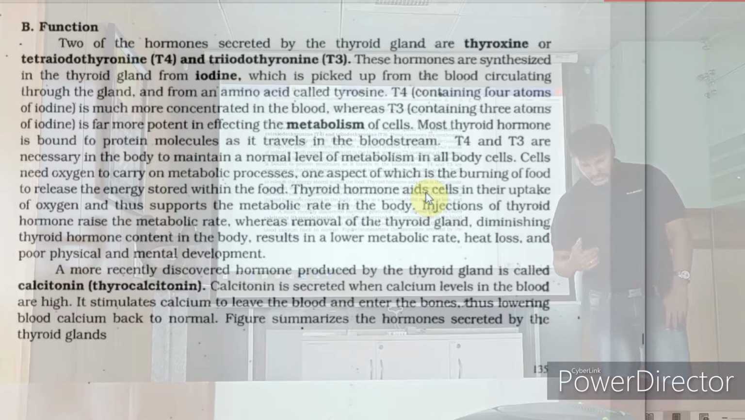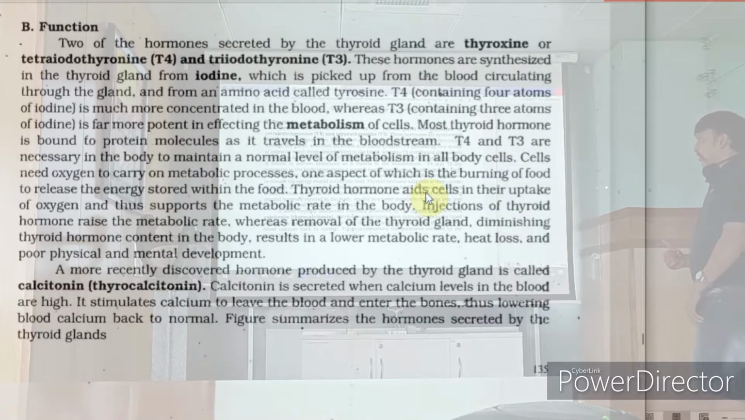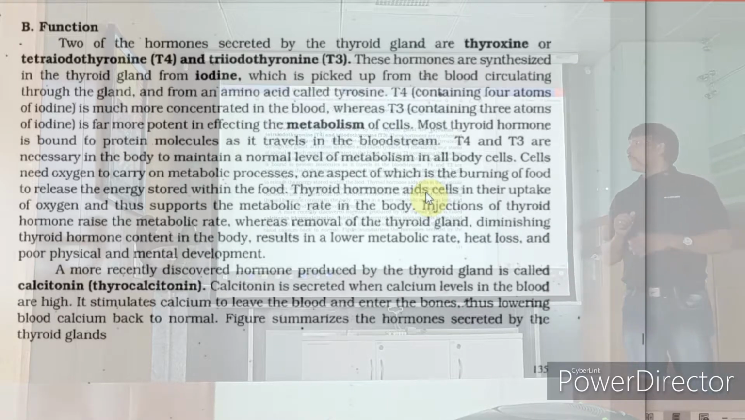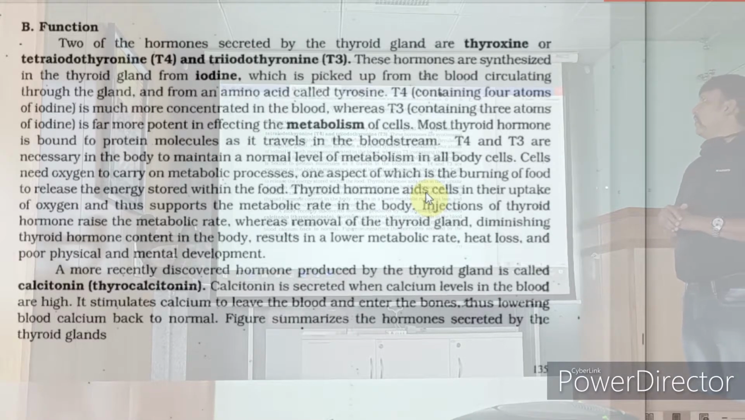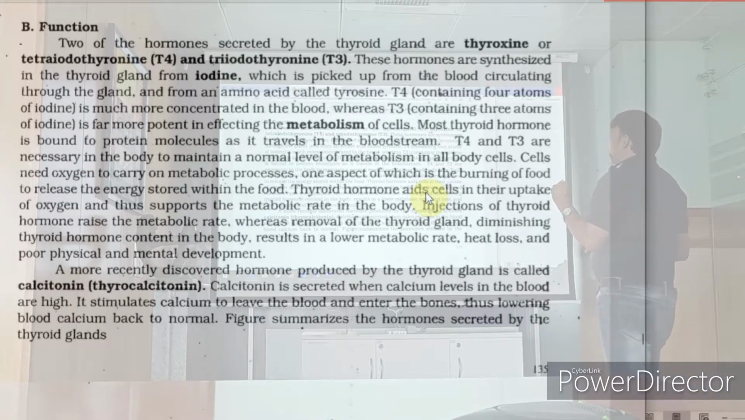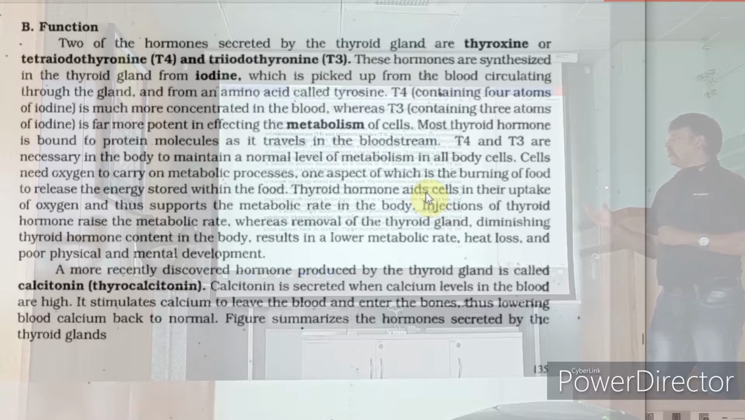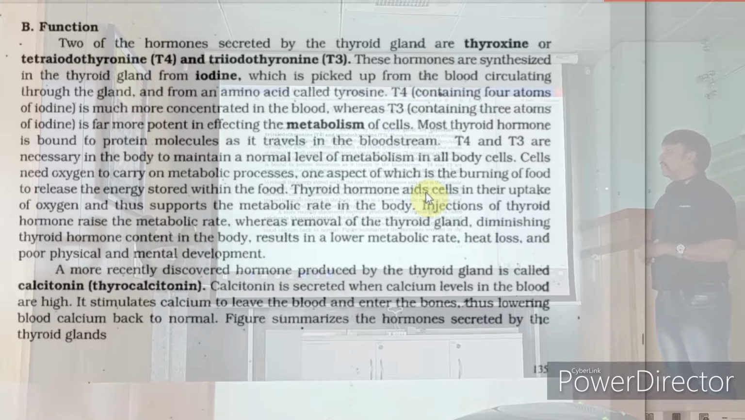They are synthesized in the gland from iodine, which is picked up from your blood circulation, and from an amino acid. The minor form of a protein is known as amino acids. That amino acid is called tyrosine. T4 contains 4 atoms of iodine, whereas T3 contains 3. T4 is much more concentrated in the blood, whereas T3 is more potent in affecting the metabolism of the cells.